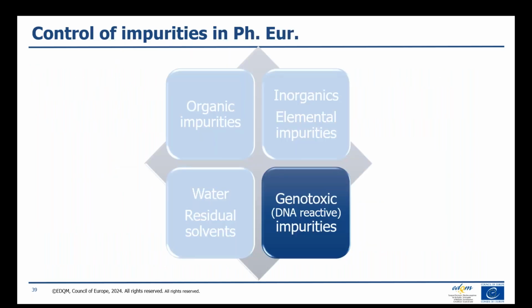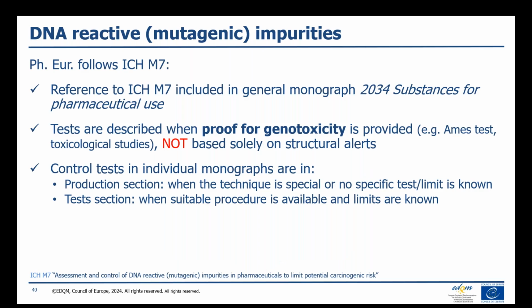Now I go to the last type of impurities which are controlled in the European Pharmacopoeia. It concerns the genotoxic impurities. For the genotoxic impurities, we also follow ICH, but here we follow ICH M7. There is also a reference to ICH M7, which is included in the general monograph on substances for pharmaceutical use.